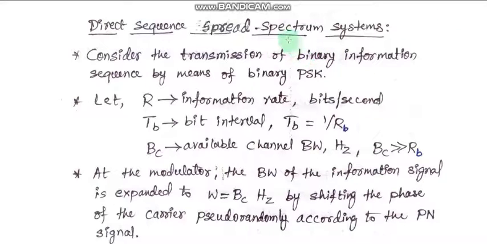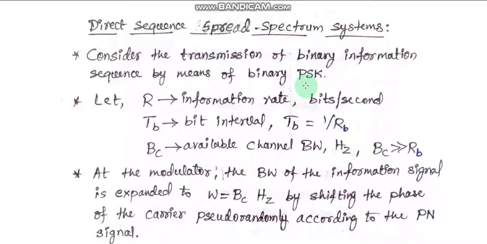In this video, we shall have a look at the direct sequence spread spectrum system, DSSS, direct sequence spread spectrum. Okay. So let us consider the binary information is to be transmitted using the binary PSK. Okay, modulation technique used is binary PSK. So it is called the direct sequence spread spectrum.